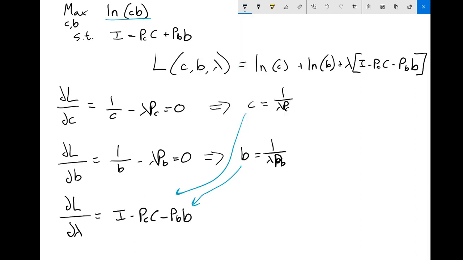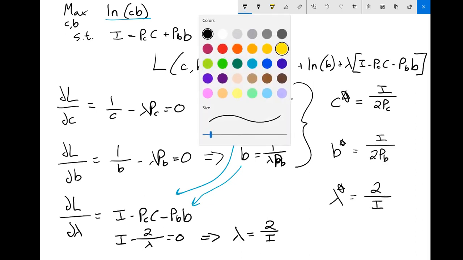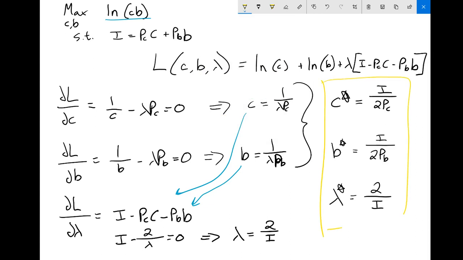Yeah, let's go down here. So I'm going to skip some steps here. Over I. Okay. So what we're going to get here, C star equals income over 2 PC. B star equals income over 2 PB. And lambda star equals 2 over I. Okay, so here we go. Here are our optimal values.